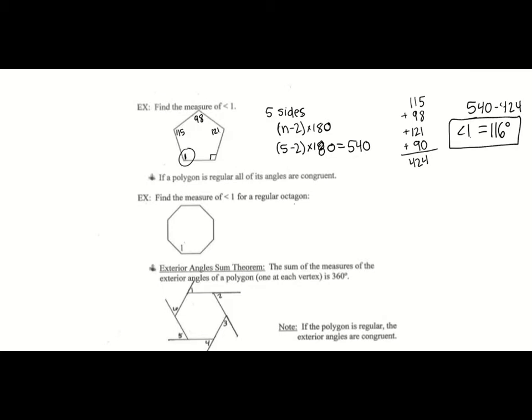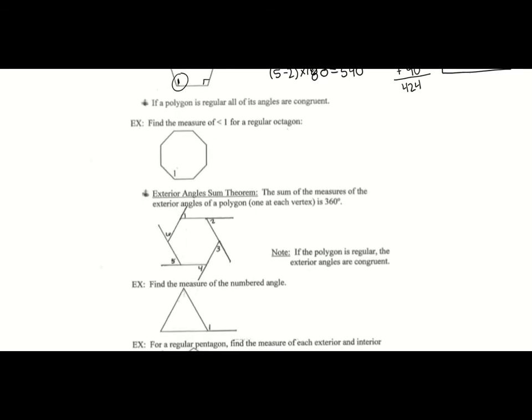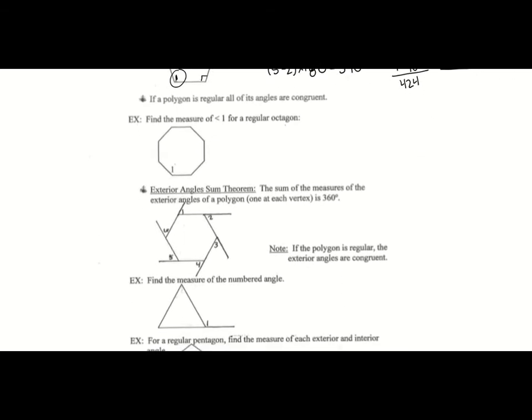In our examples, if it says that a polygon is regular, that means all of its angles are congruent. So that's an important fact to remember when you're doing some of these examples. If we look at this example, it says find the measure of angle 1 for a regular octagon. That means all of my angles are congruent. So if I figure out the total number of degrees inside that polygon, I have 8 sides.